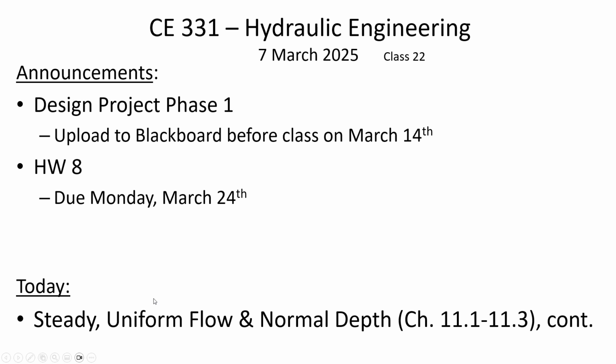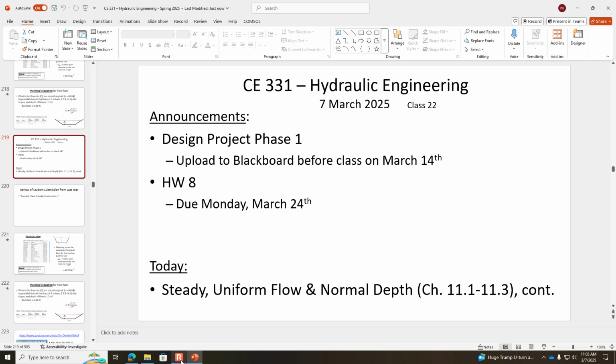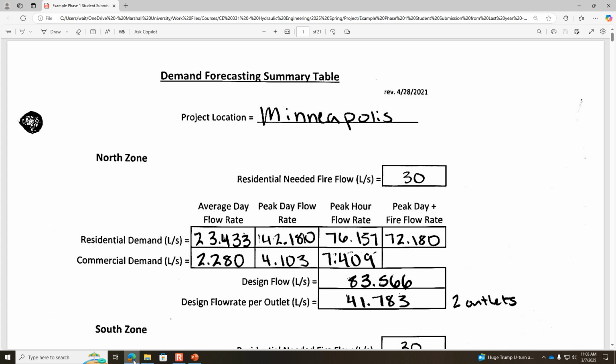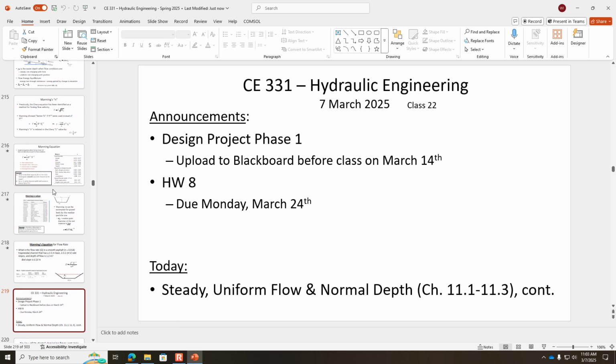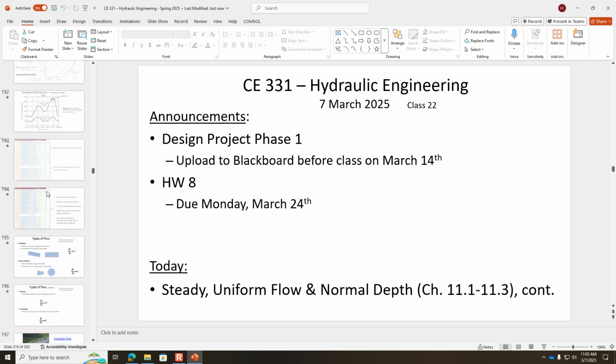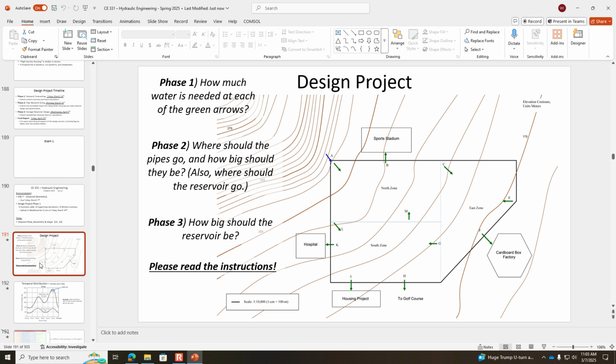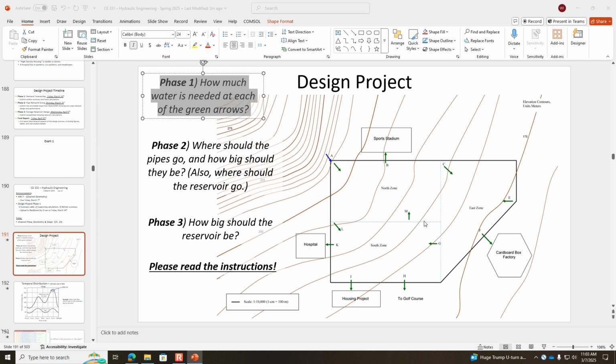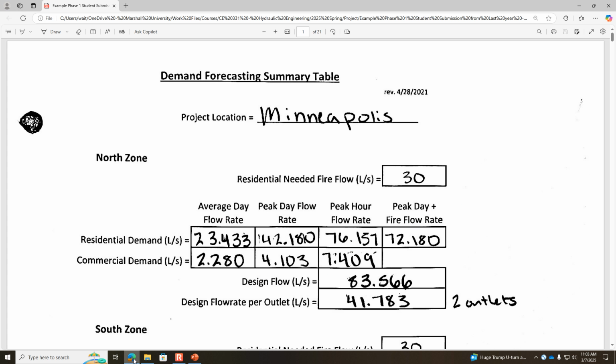But let's talk about the project. And remember, in the project, what you're doing is demand estimation. We have some hypothetical development that is going to be built, and you're trying to assess how much water is needed at each of these green arrows. So you're going through a logical analysis process of trying to determine things like how big is the north zone? How many people live in the north zone? How much water is each person going to use? How does that water demand vary over time?